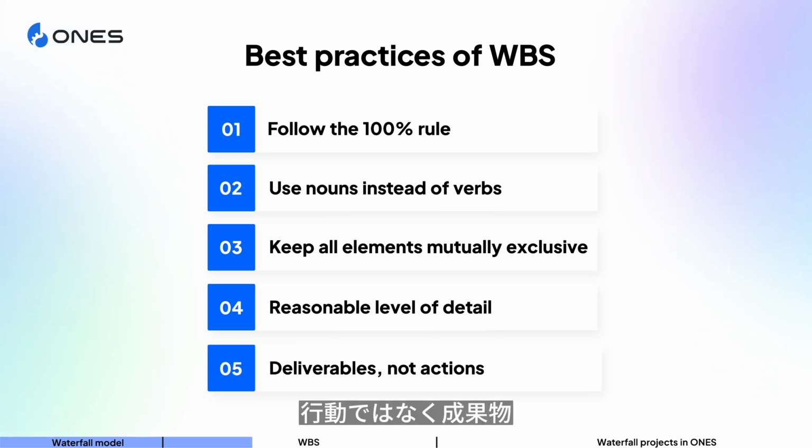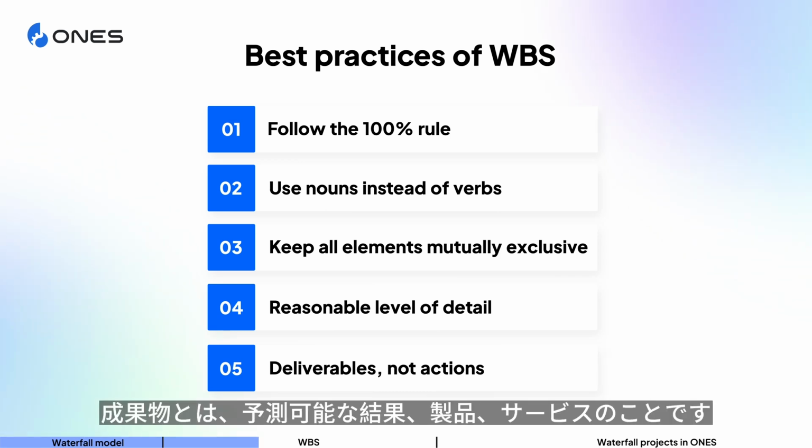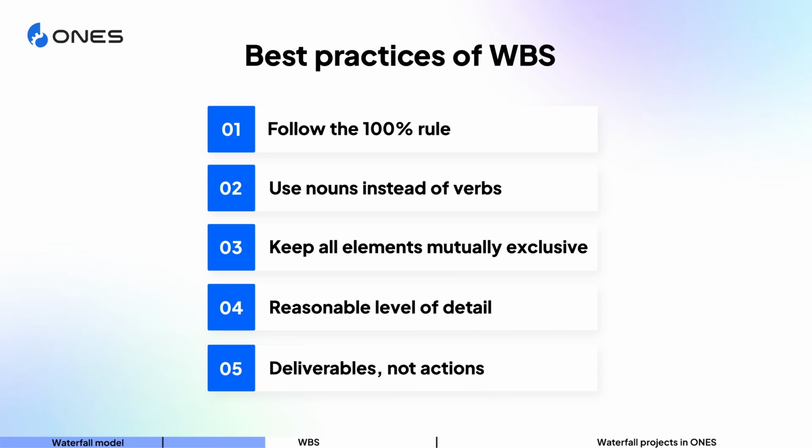Number 5, deliverables, not actions. Instead of actions, we should focus on deliverables. A deliverable is a predictable result, product, or service. Actions, on the other hand, are more difficult to predict.